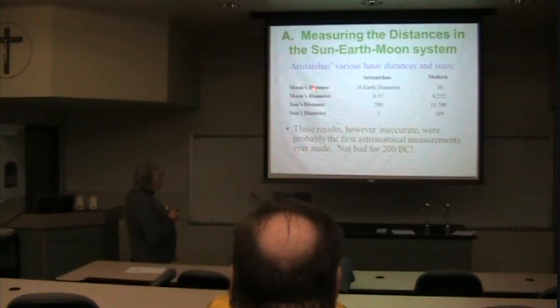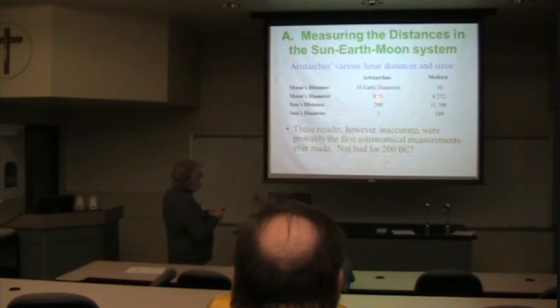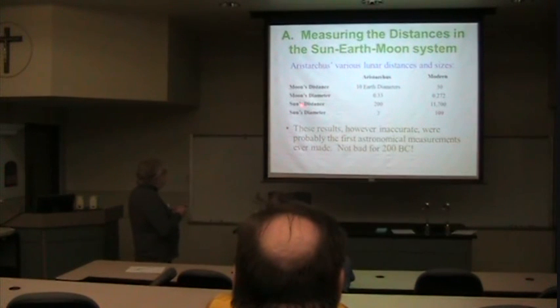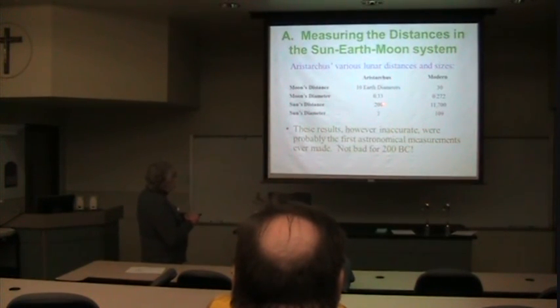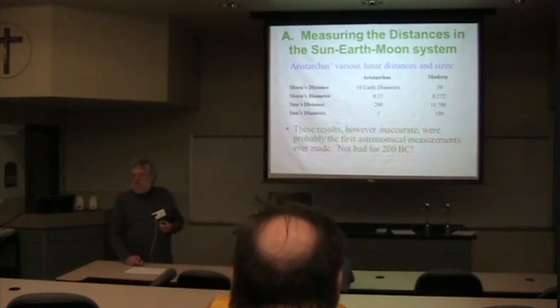He measured that the moon's distance was 10 Earth diameters away, and in actual fact it's more like 30. And now this is his closest one. He said that the moon was about a third the diameter of the Earth, when it's more like 27%. And he said the sun's distance was 200 times the Earth's diameter, when it's more like 11,700, so that was way off. And the sun's diameter, he said, was 7 times that of the Earth, but it's really more than 100 times. These are pretty far off.